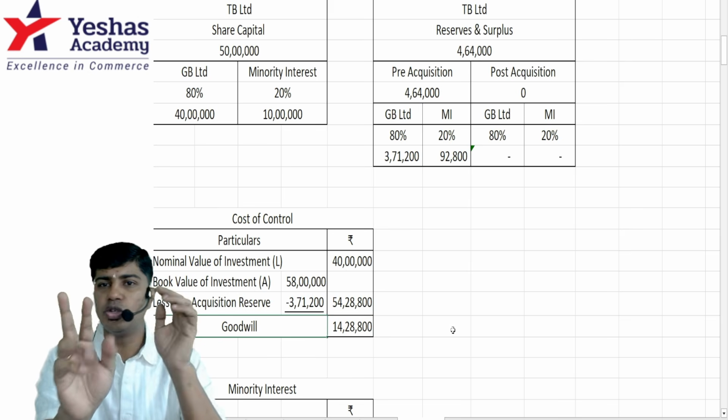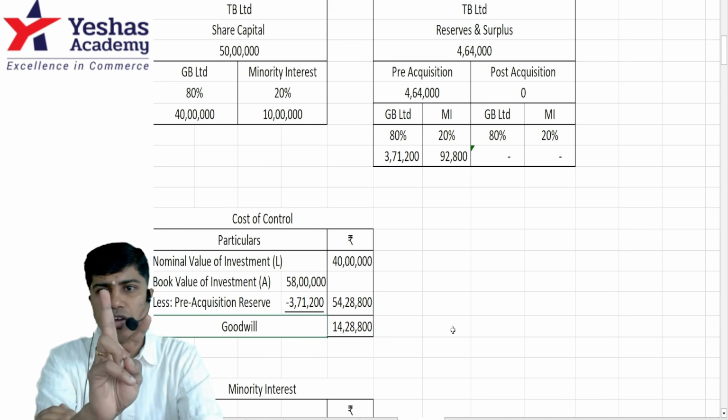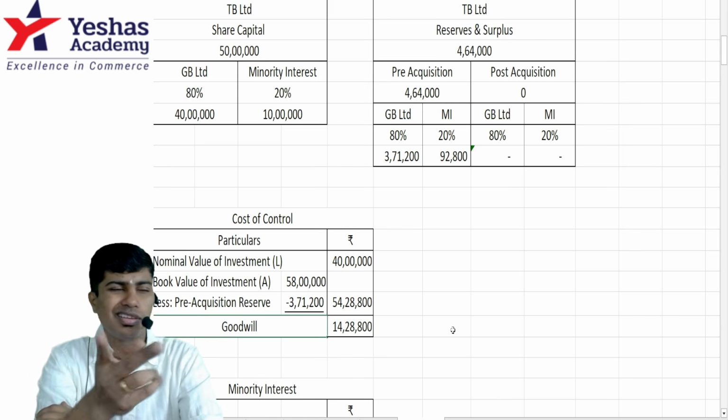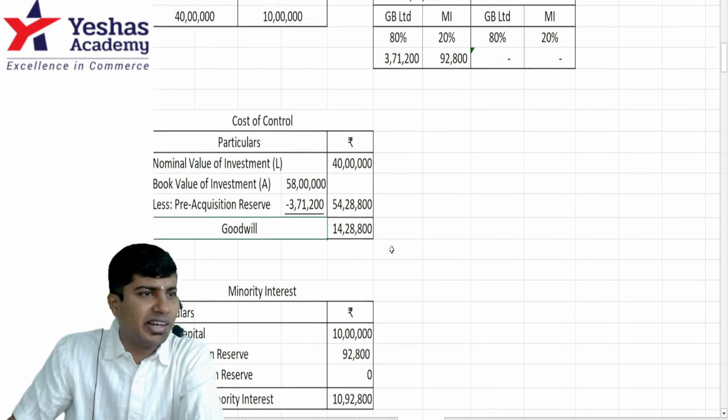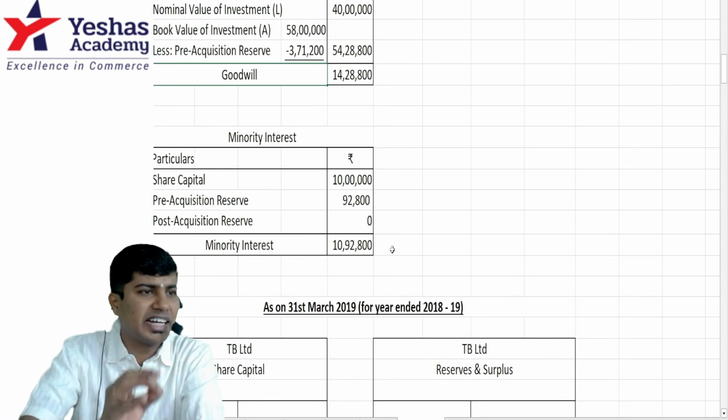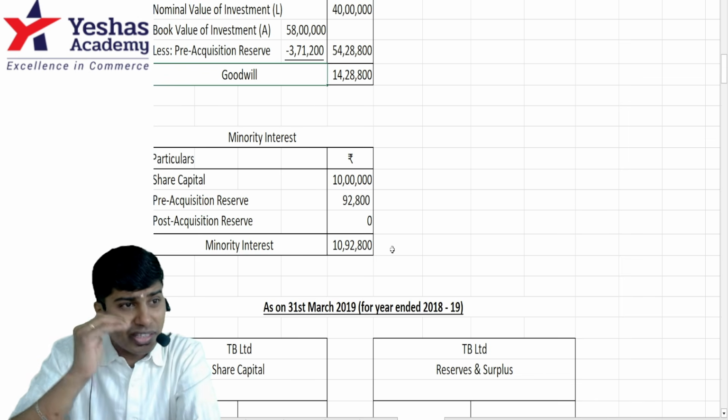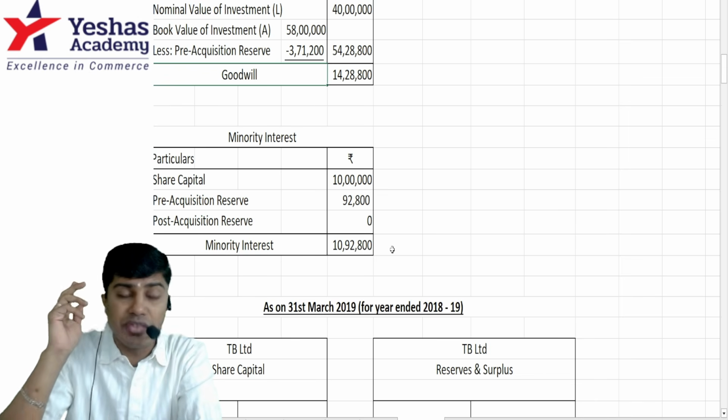Understood? They have asked you to compute only two things. One, cost of control. Two, cost of control as in goodwill or capital reserve. Goodwill is 14 lakh 28,800. Minority interest is 10 lakh 92,800. We're done with the date of acquisition.